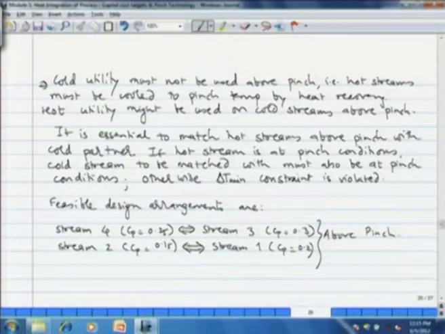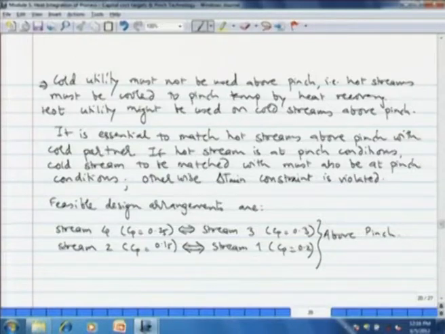The next constraint is that of the number of streams, but let us see one thing before we go ahead. Cold utility must not be used above pinch, that is, all hot streams must be cooled to pinch temperature by heat recovery in the above pinch region. Hot utility might be used on cold streams above pinch if they are not able to meet the temperature targets. It is essential to match the hot streams above pinch with a cold partner. If the hot stream is at pinch condition, the cold stream to be matched with it must also be at the pinch condition, otherwise the delta T min constraint is violated.